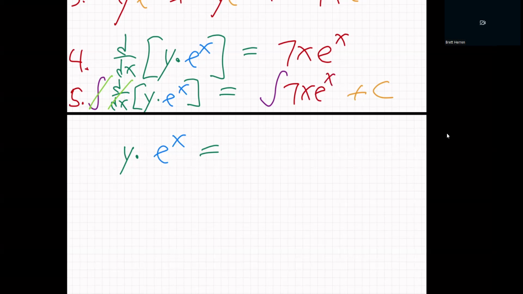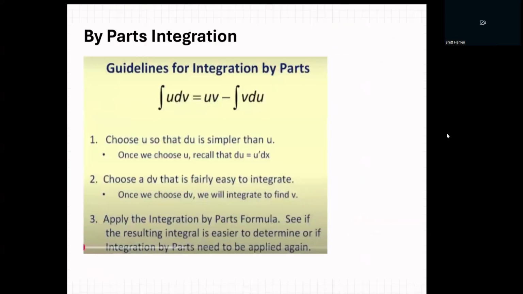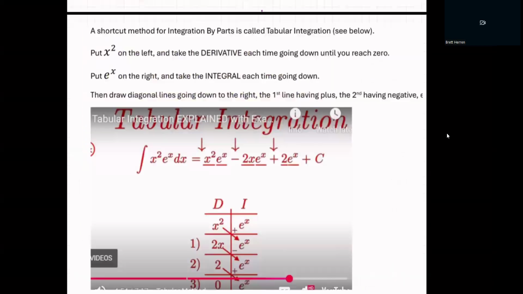We've got to do integration by parts. When you see two things multiplied like that, by parts. Now, let me show you. Here's a shortcut for by parts. There's the official by parts steps, but look, here's a nice shortcut.